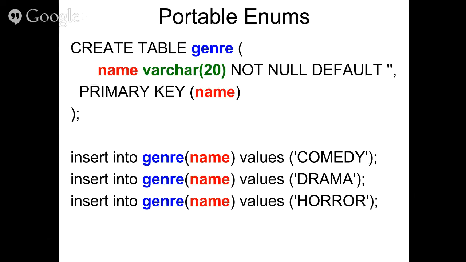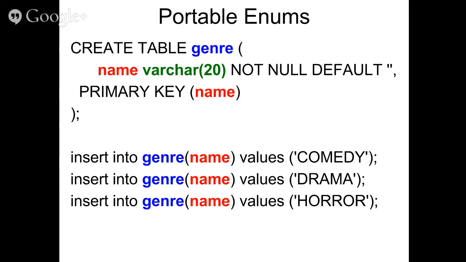I am enforcing this to be a unique value. Also, this is going to be a primary key, which means that somebody's going to reference this. Then I insert the only approved values into that table. It's going to be a very small table with very few records in there: comedy, drama, and horror. So that's my enumerated data type now.